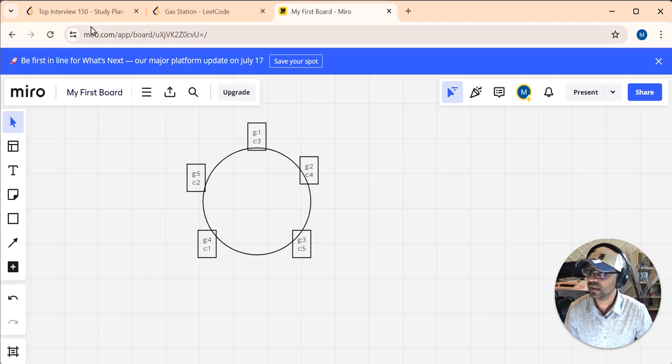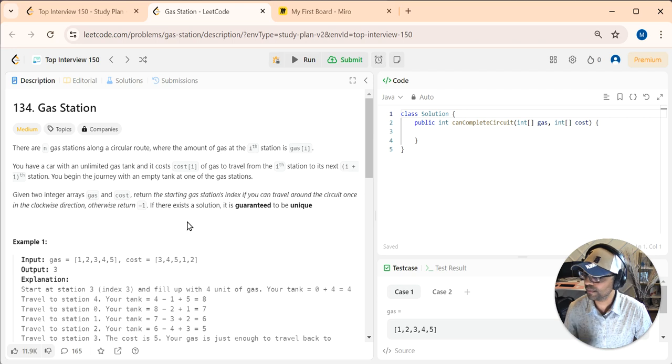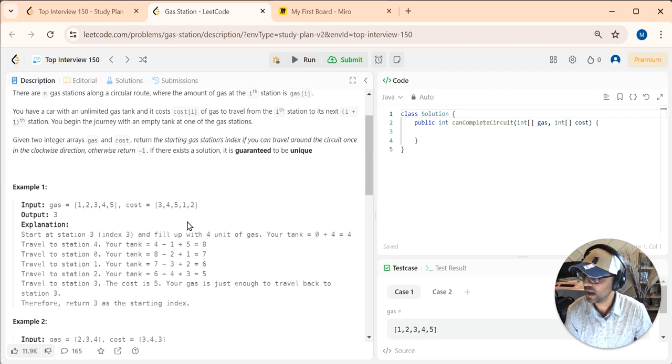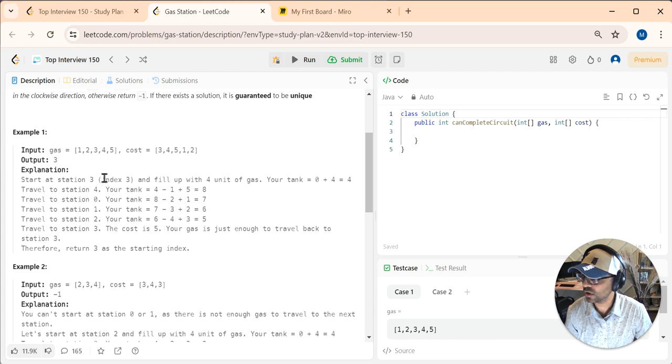Okay, so let's see what they are saying in that example. Let's see the explanation. If you start at station index 3, oh, so the correct output is 3, I see. And fill up with 4 units of gas, then your tank will have 4, since it starts with 0. Then you travel to station 4 from there, so you get 4 minus 1, but you fill 5. Okay, I think that makes sense.